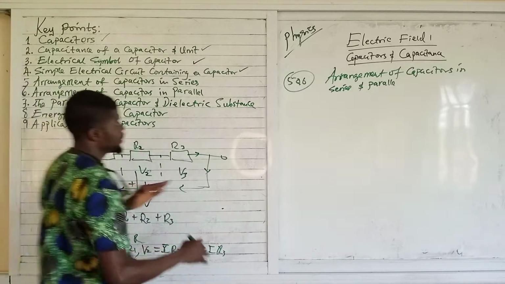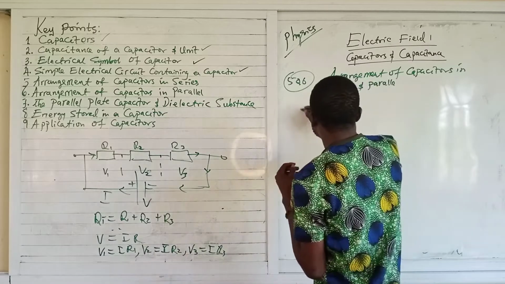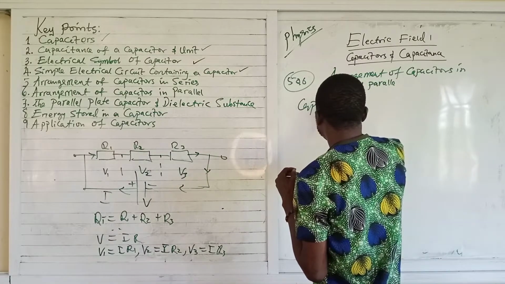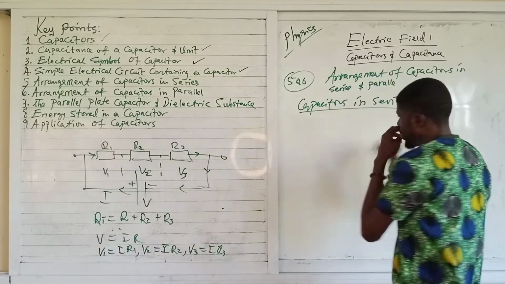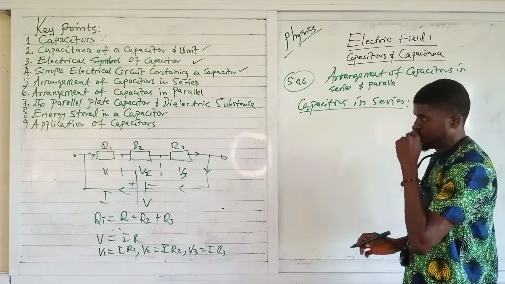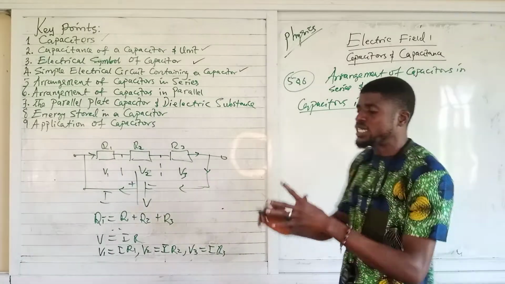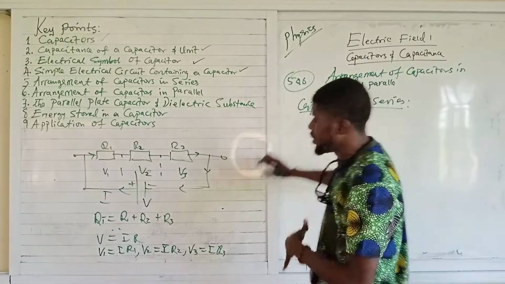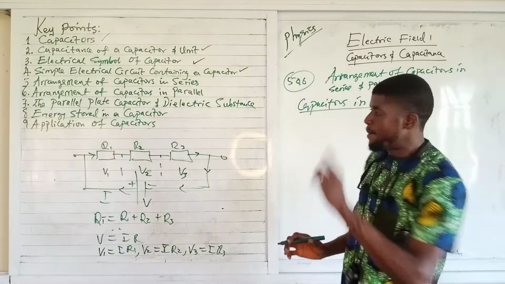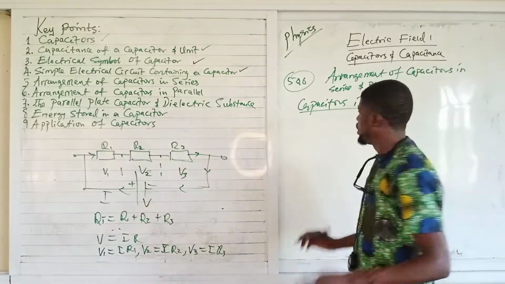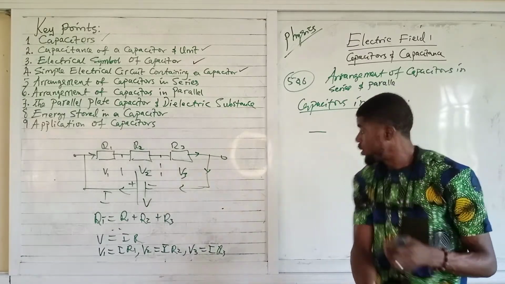Now, let's replicate this in the arrangement of capacitors in series. When capacitors are in series, they also have the same electric current flowing through them, the same quantity of electric charge flowing through them, but different voltage across. This is simply a circuit containing a series arrangement of capacitors.